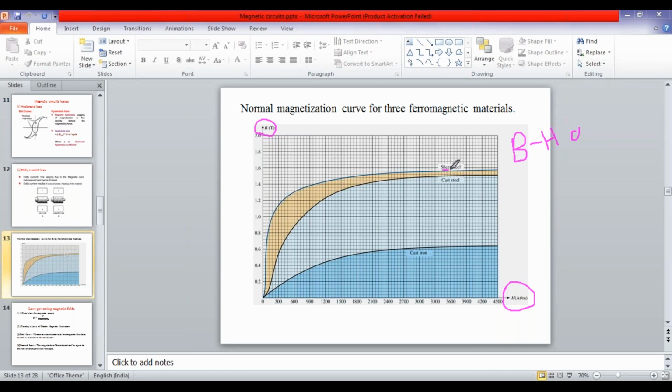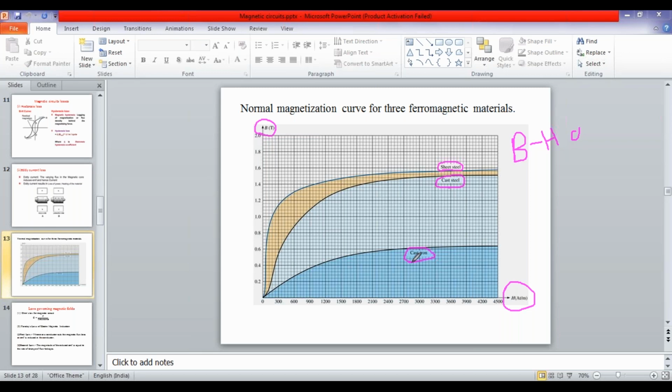Now, if you carefully observe this figure, this bluish line is for the material of sheet steel. It is for steel sheet, and this portion is for cast steel, different types of steel, sheet steel, cast steel, and this type of curve is for cast iron material. That is, the hysteresis loop curve actually depends on the type of the material.